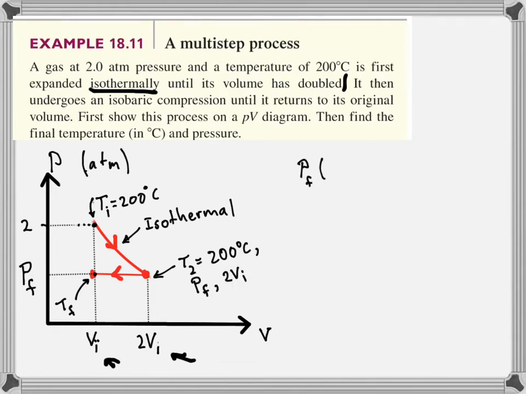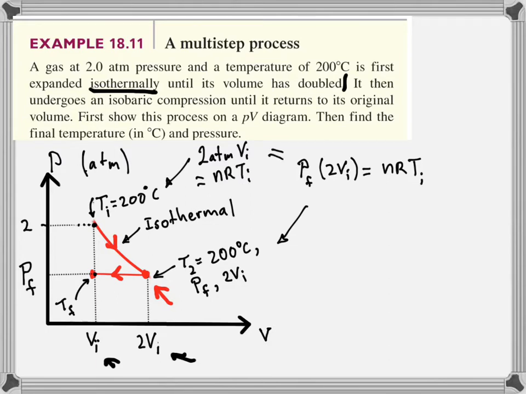Point 2 has a pressure, which we're calling PF, and it has a volume of 2 VI. So if we write PV equals nRT for that point number 2, we'll write PF times 2 VI equals nRT initial. TI is 200 Celsius, I could replace that, but just leave it like that for a second. At this other point, the top, at the beginning of the isothermal, we can write PV equals nRT also. So P is 2 atm, the volume I'm just calling VI, and PV equals nRT initial.